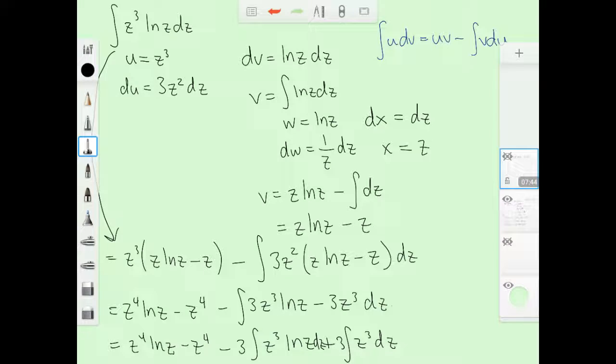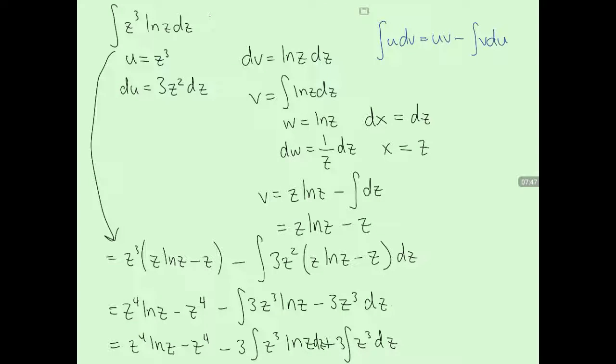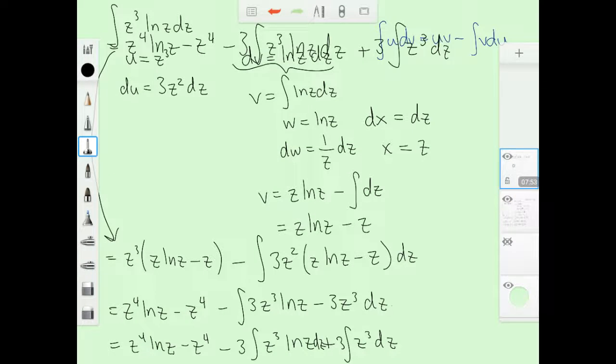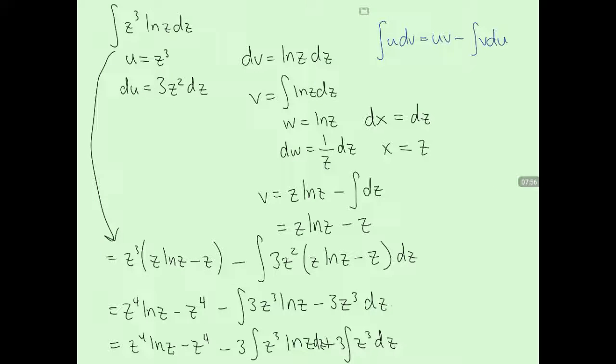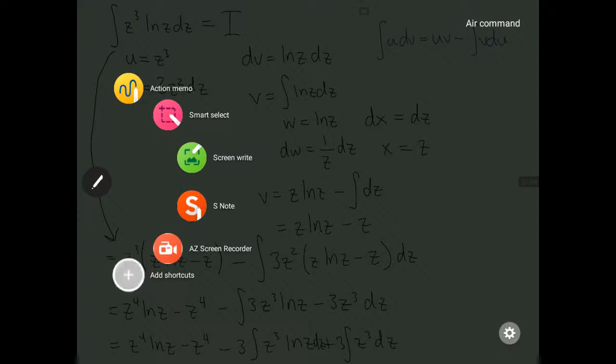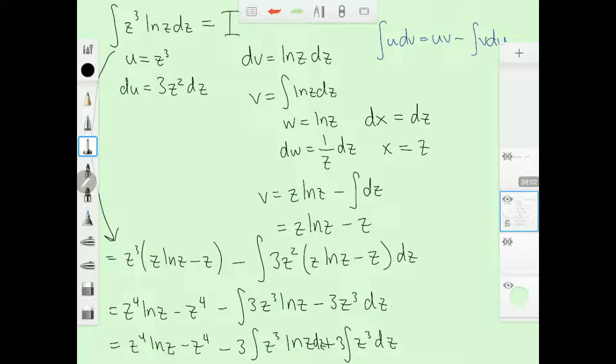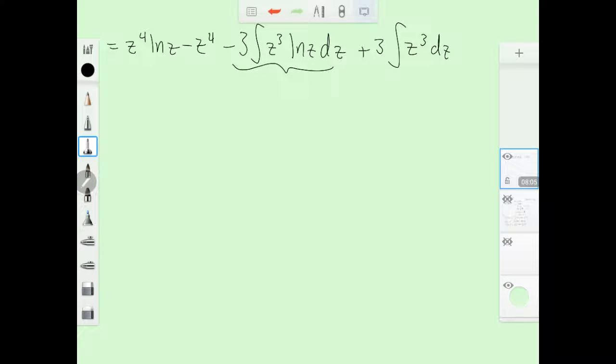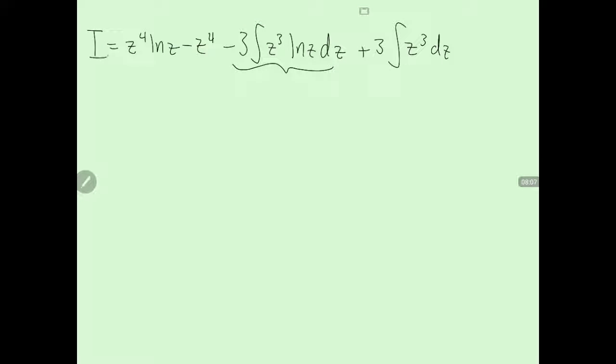And if we call this I, okay, we need to show the layer. Here we go. If we call this I, then we have this entire thing over here equal to I, because this is what we were trying to find. And here we have negative 3I. So this is our initial integral times negative 3. So what we can do now is move this to the left side so that we get 4I.